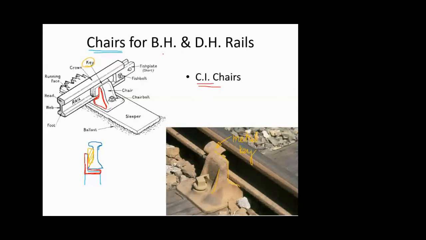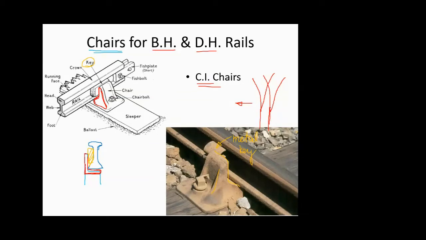Now chairs are mainly used for bull-headed and double-headed rails, but you can also see chairs for flat-footed rails, mainly in the sections where your rail is subjected to a lot of lateral forces. So mainly at the points and crossing. Points and crossing is mainly at the curve section. Suppose these are the two rails. You must have seen this kind of assembly, where from one track there are two tracks coming out. That is nothing but a points and crossing assembly.